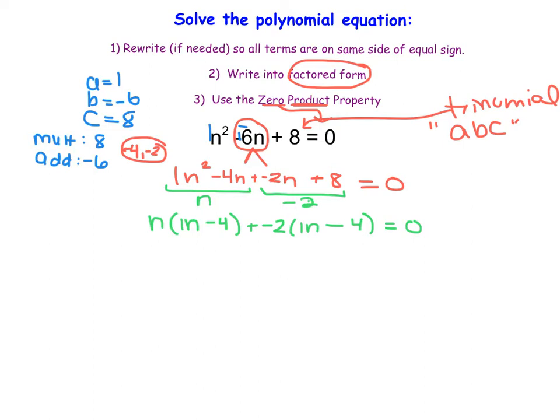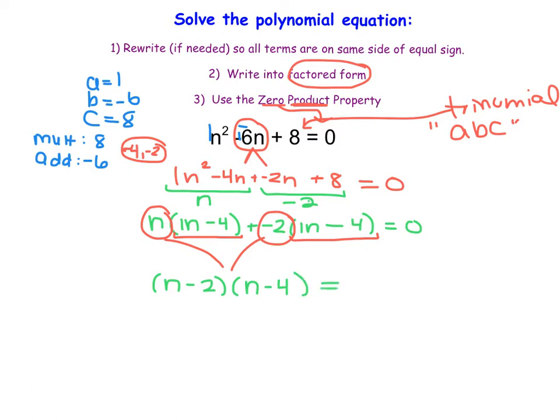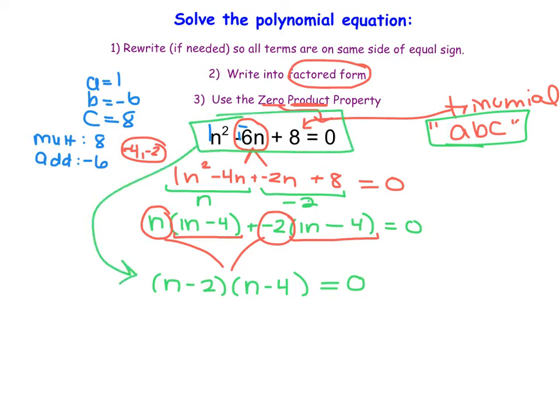Then I notice that I have matching parenthesis parts. Because I have matching parenthesis parts, I can link this n and this -2 together. I can say that both n and -2 are going to be multiplied by n minus 4, or 1n minus 4. And then I still have this equals 0 on the end. So notice that I've used my knowledge of the ABC strategy to take this equation written in standard form and rewrite that polynomial into factored form.